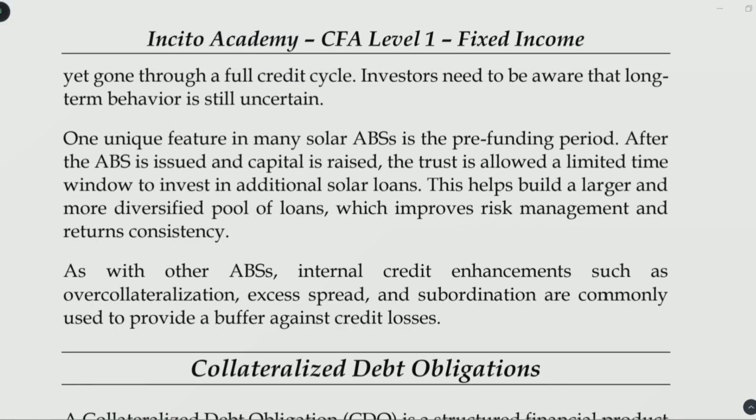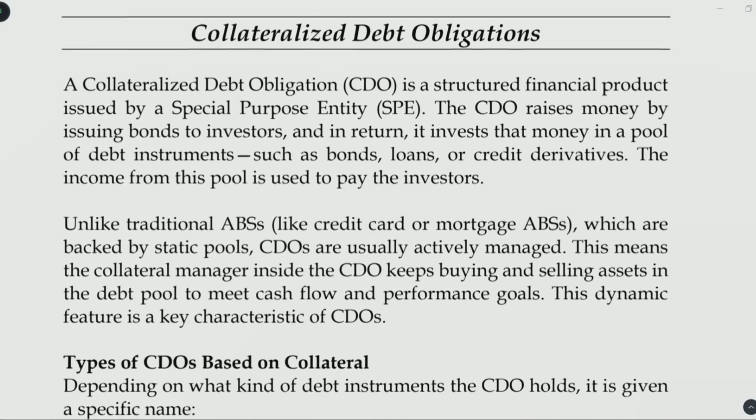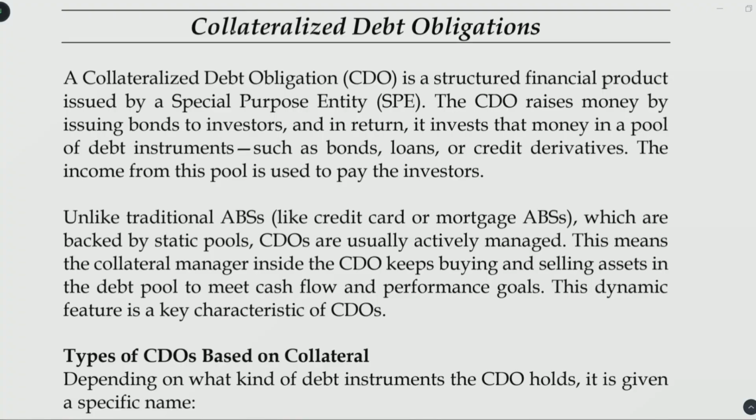Alright, so we move ahead and we start discussing the next important feature, that is collateralized debt obligations, CDOs. A collateralized debt obligation, CDO, is a structured financial product issued by a special purpose entity, that is SPE. The CDO raises money by issuing bonds to investors, and in return it invests that money in a pool of debt instruments such as bonds, loans or credit derivatives. The income from this pool is used to pay the investors.